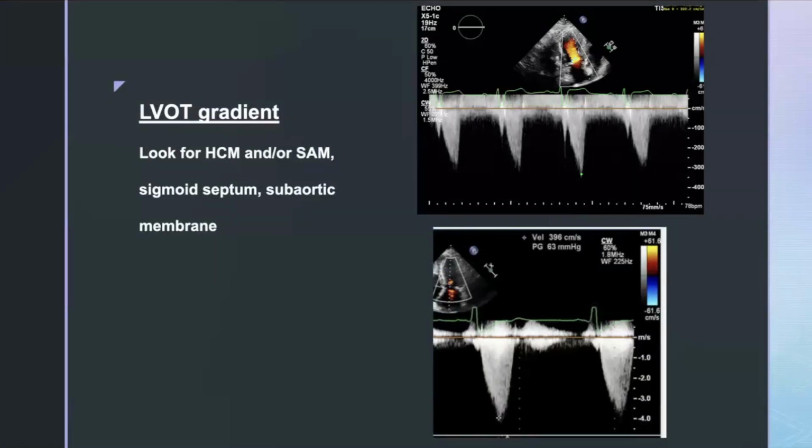Here, when you look for your LVOT gradient, just make sure you show an example of looking right at the LVOT. So obviously look for it, but just demonstrate to us that you checked the LVOT, you checked that there's no significant gradient there, no SAM.